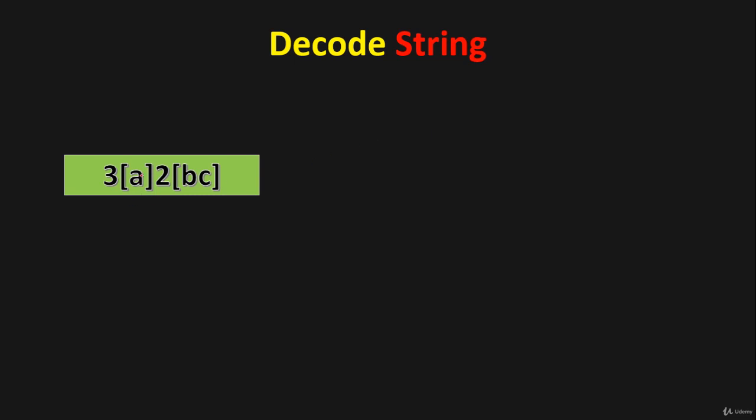Here we have 3 then a. We have to repeat this a 3 times. If we repeat this a 3 times, then we get triple a. Then we have 2 and then we have bracket. Inside this bracket we have BC. Here we have to repeat BC twice. If we repeat BC twice, then the string will be represented something like this. This is our encoded string, and if we decode these strings we get these strings. So for this input we have to return these strings.